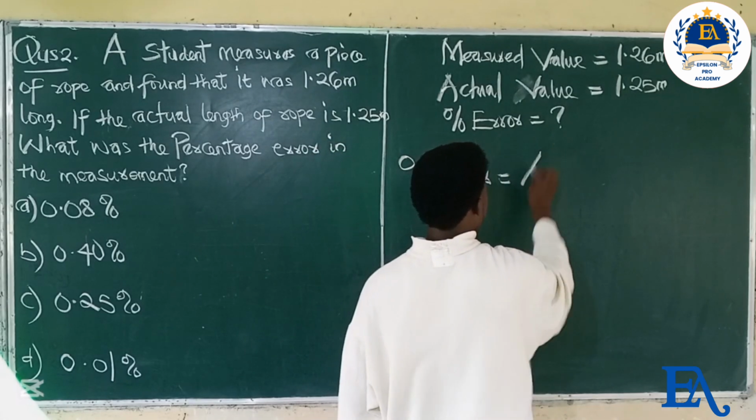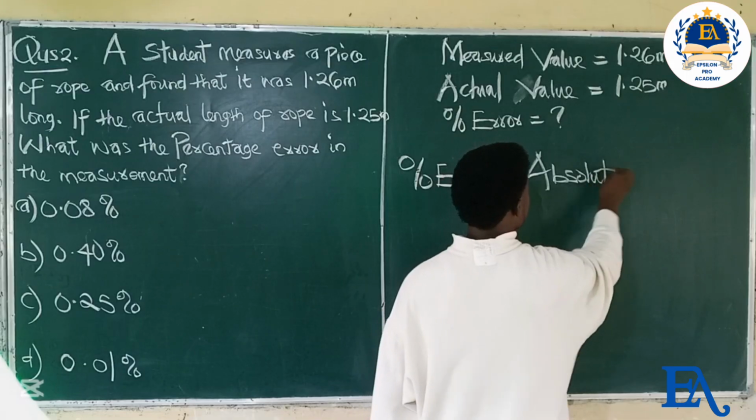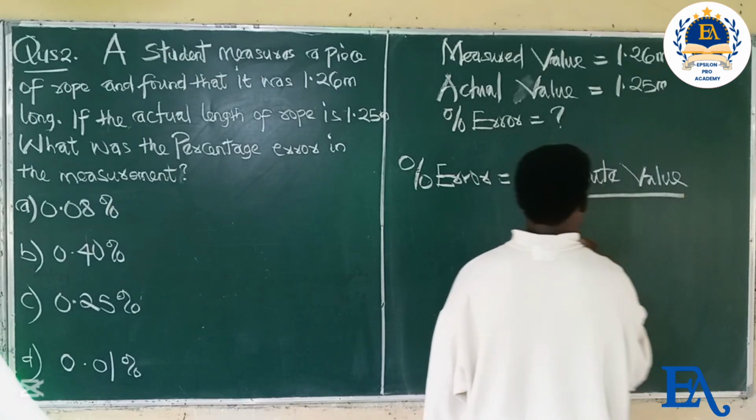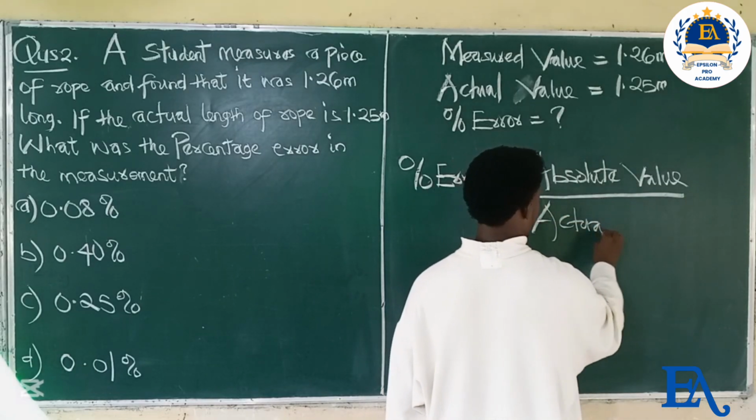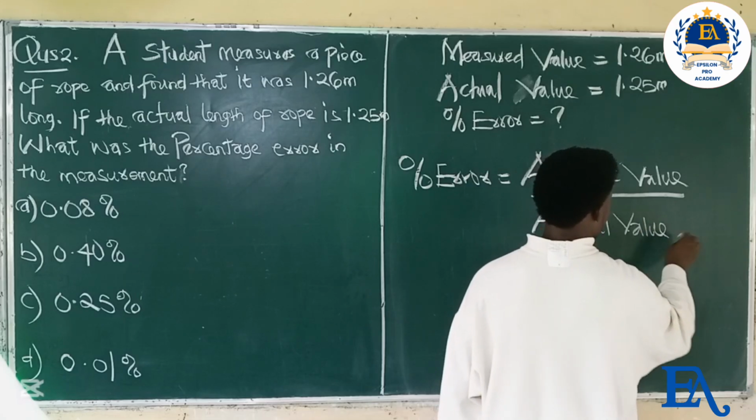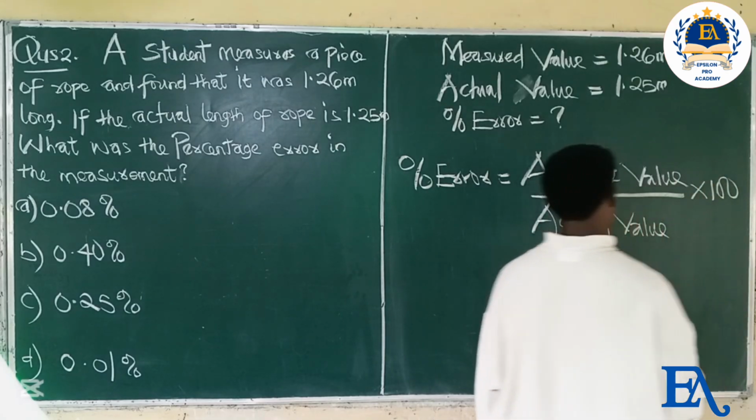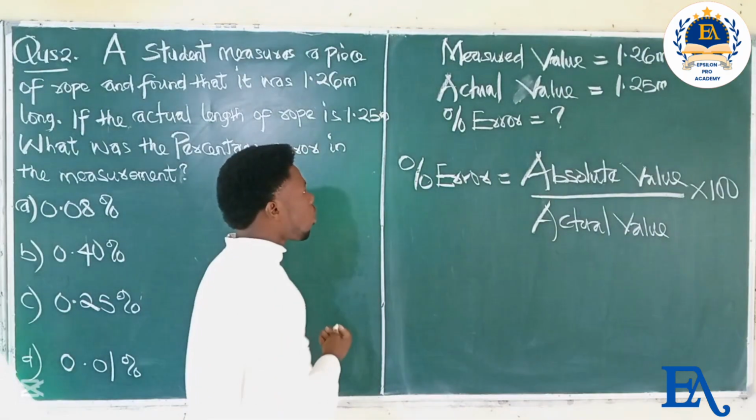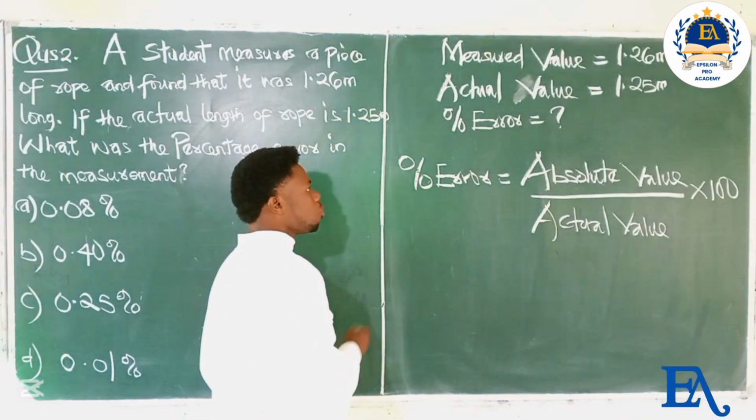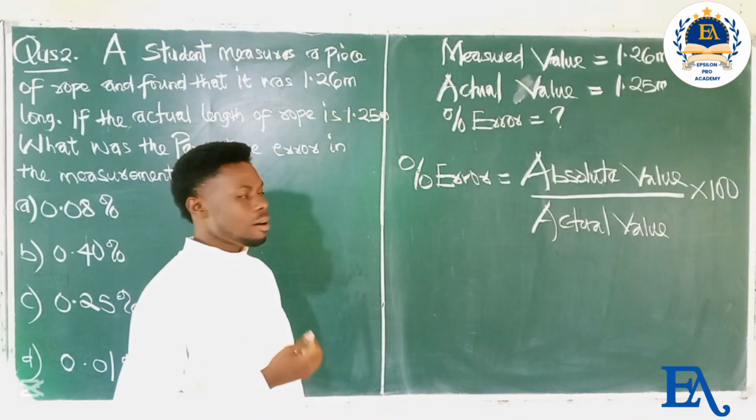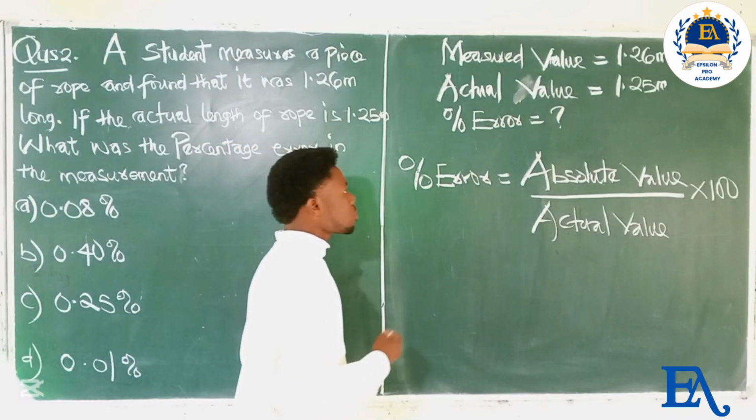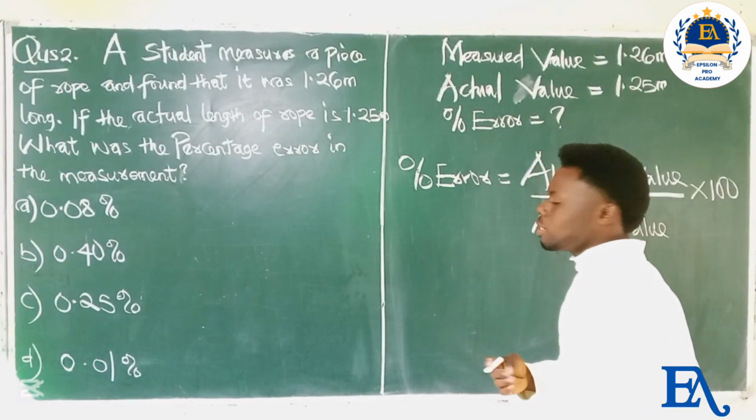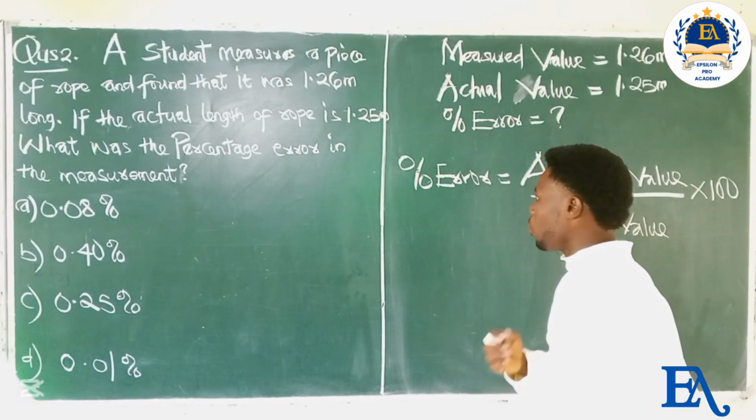equal to absolute value divided by the actual value times 100. This absolute value is the same as the real value or the measured value minus the actual value. Measure minus actual or actual minus measure. It is called an absolute value because the negative sign is disregarded or omitted.